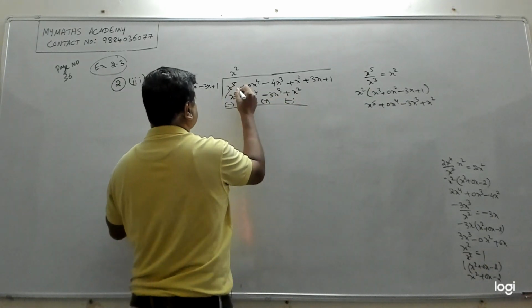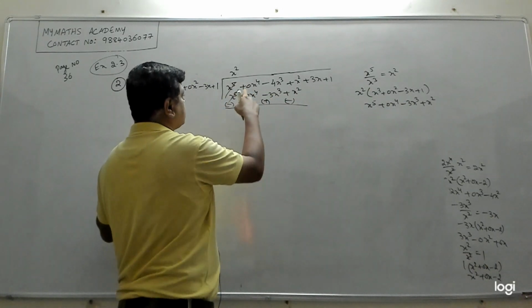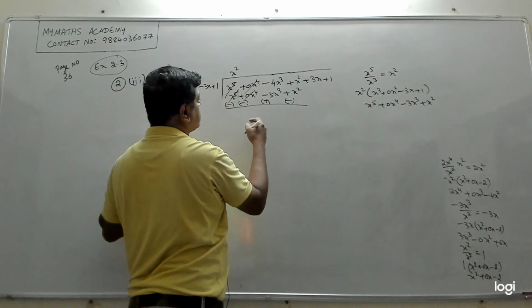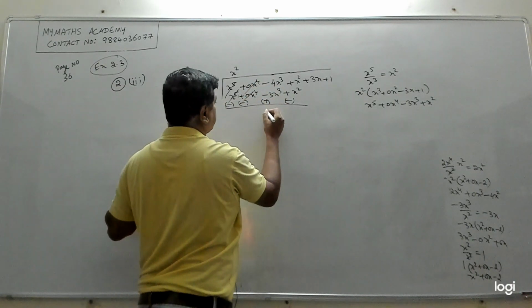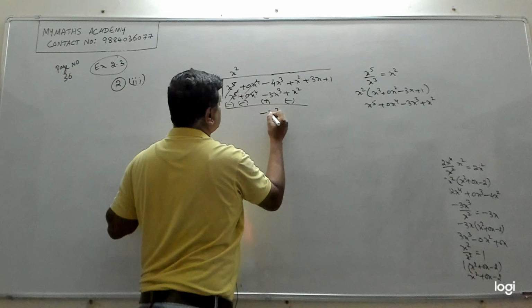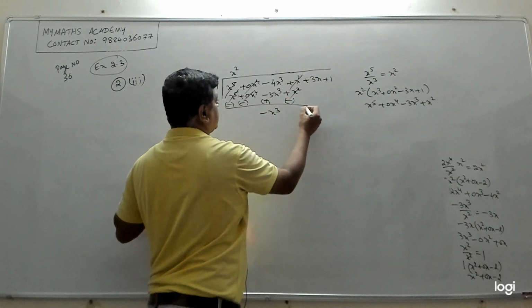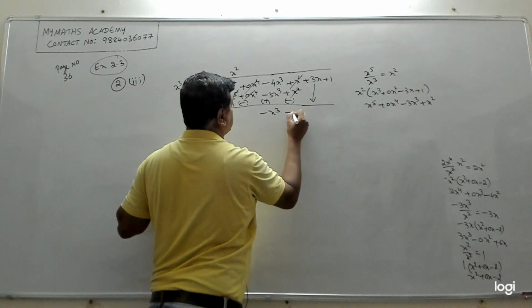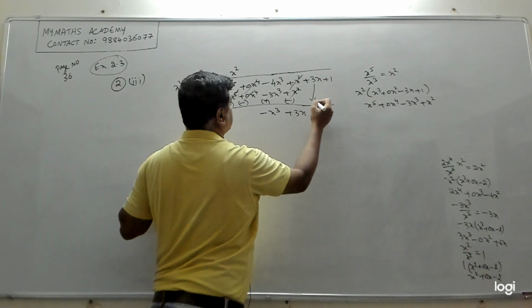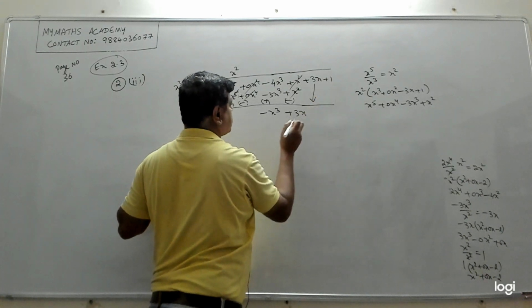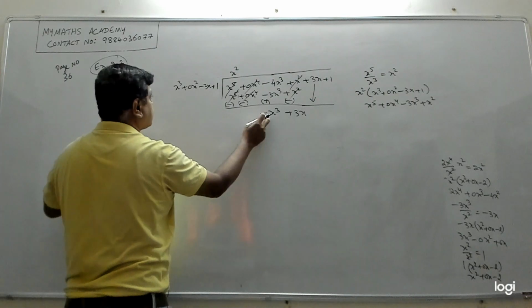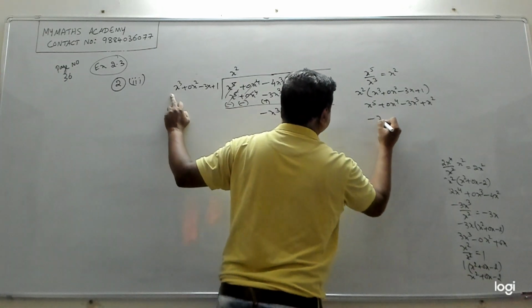So x power 5 cancels. 0, 0, both are 0. That will also get cancelled. Minus 4x cube plus 3x cube is minus x cube. x square will get cancelled. We'll bring down this 3x, so plus 3x. Right? Don't forget to bring this. Now we divide again, x cube by x cube, so minus x cube.